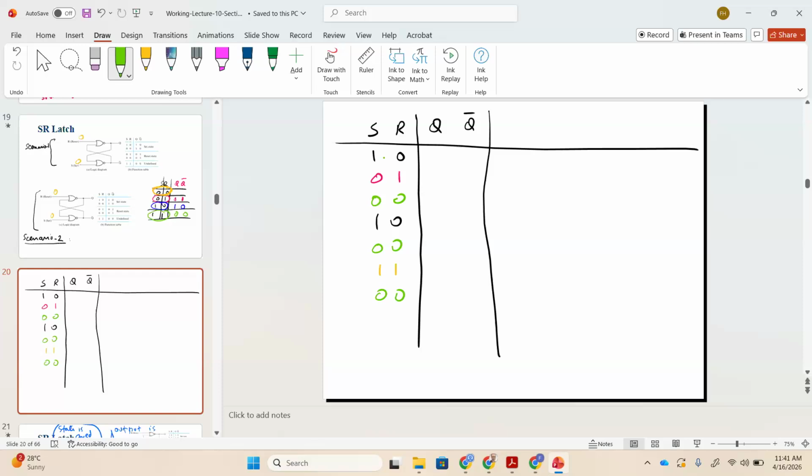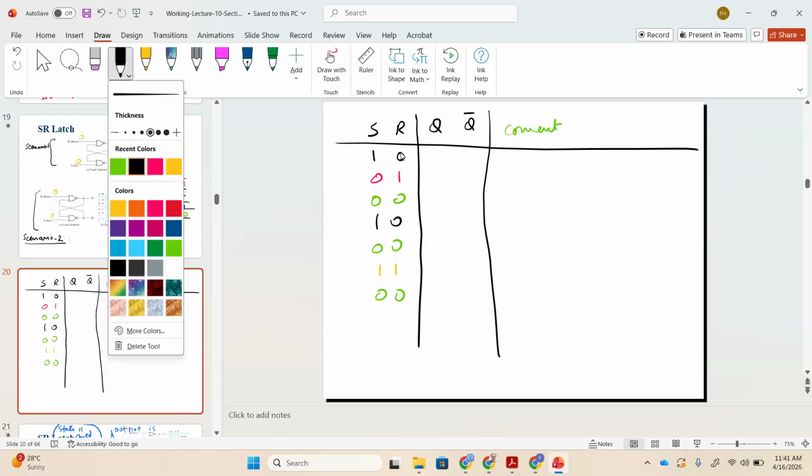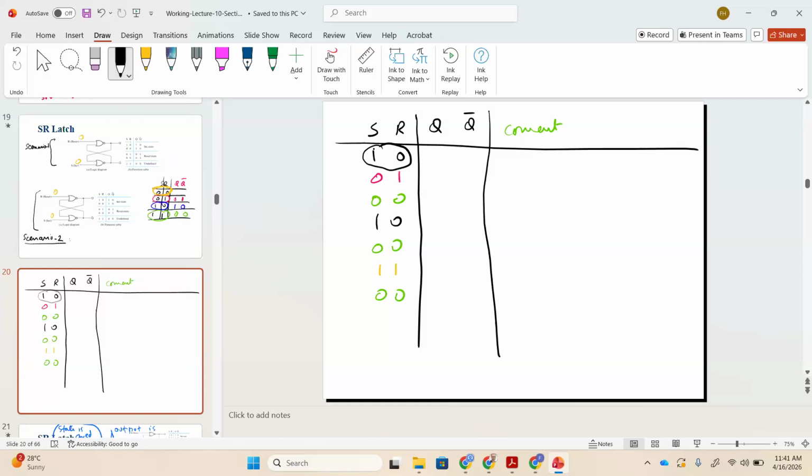0, 1. No, sorry. Now we are doing the command. So what is my command here? I'm using the black color. The black color means the command is set Q. We are setting Q, so Q will be 1 and Q bar will be 0. Any question?